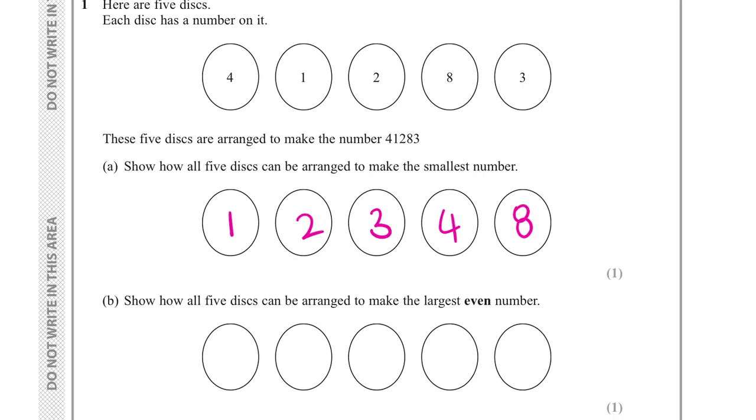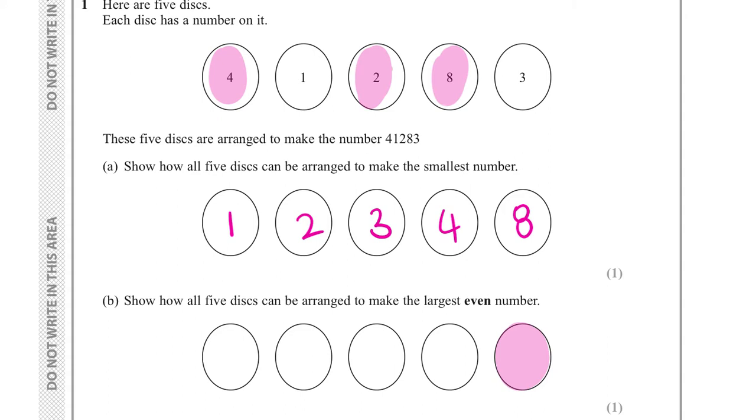Part B says, show how all 5 discs can be arranged to make the largest even number. What do we know about even numbers? They will end in an even number, so either a 4, a 2, or an 8. So this number on the end has to be even, because then we'll be able to divide it by 2 and won't have a remainder, okay? However, it also wants the largest even number. And what did we just say?